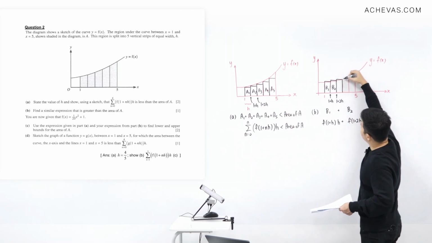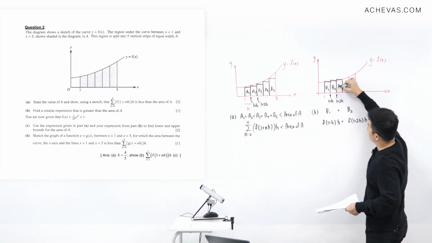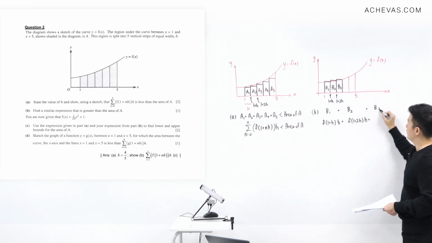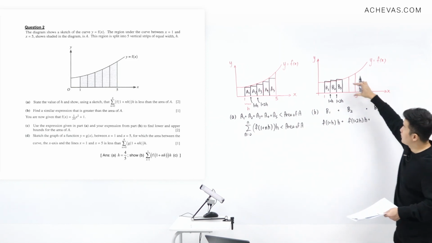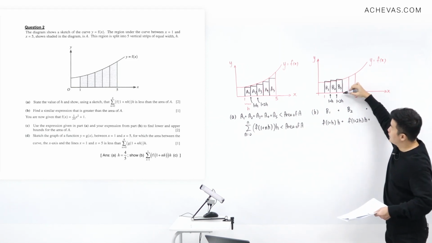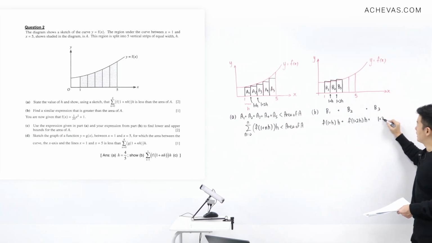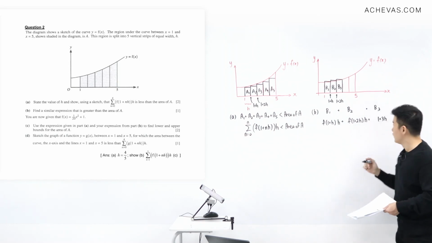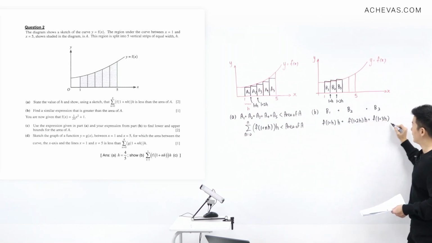I can continue with the next rectangle, which has a height of this and just touches the curve. I'm going to call this B3. For B3, the height is represented by this. The x coordinate is 1 plus h plus h plus h, which is 1 plus 3h. The y coordinate, which represents the height, is f(1 plus 3h). The width is equal to h.